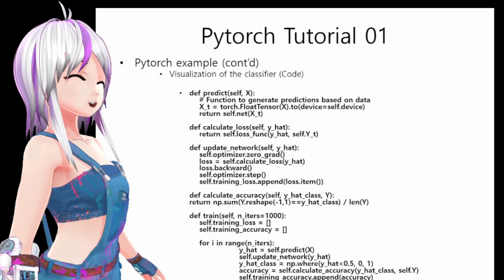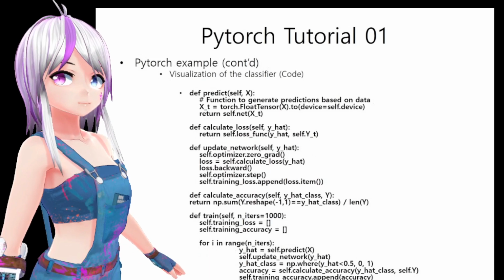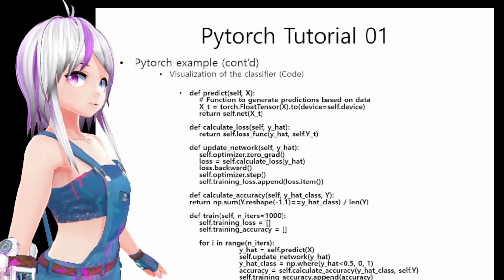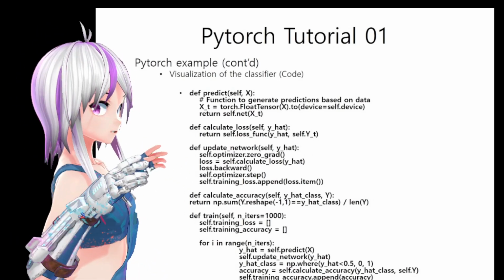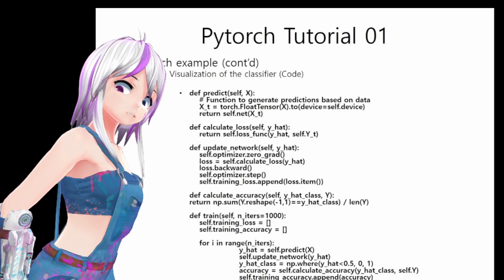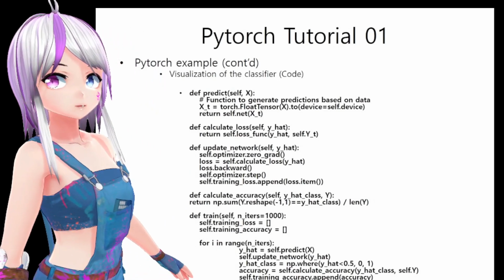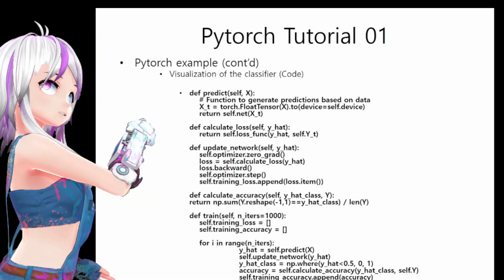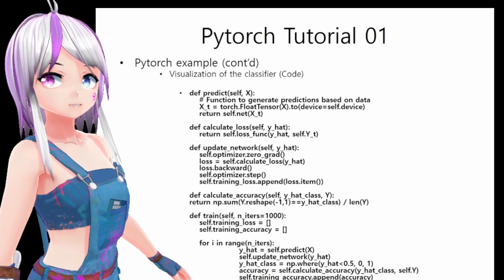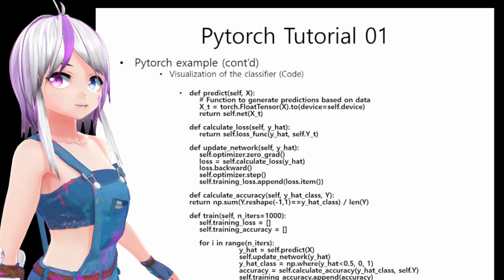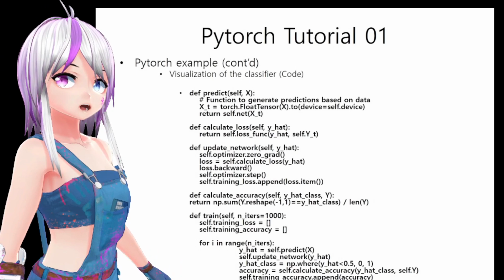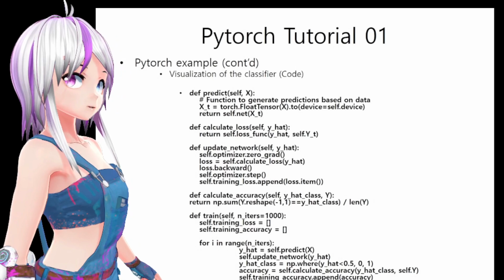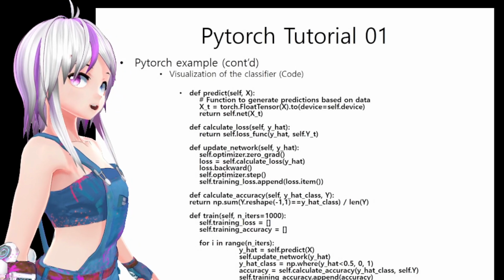Okay. Continuing the code, we have a bunch of definitions. Actually, these are functions: predict, calculate loss function, and update network, which does the backpropagation routine and optimizing in the computation, and a calculating accuracy function. And also we have a training function, and the number of iterations is 1000 as before. If you take a look at the for loop at the bottom, we have the same routines.